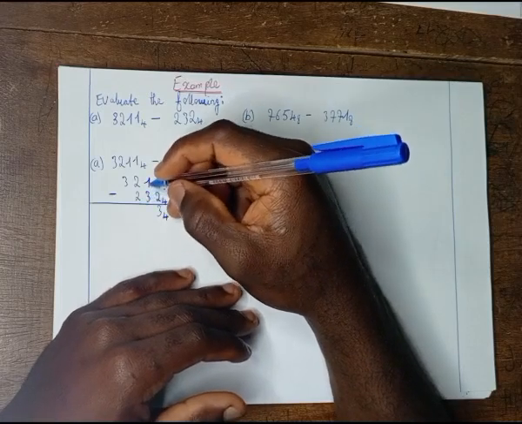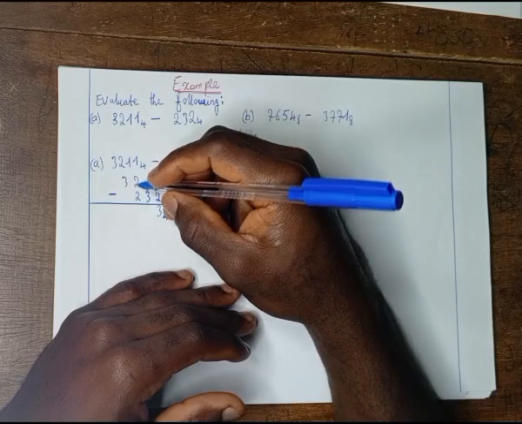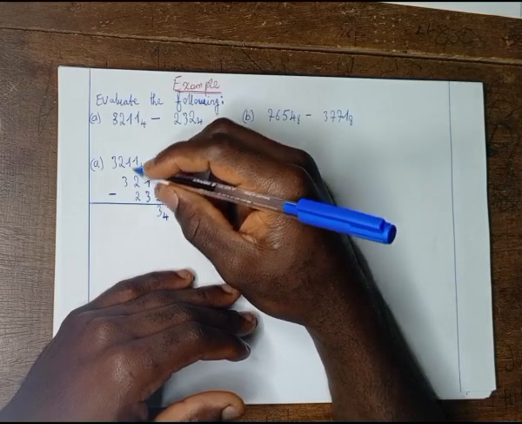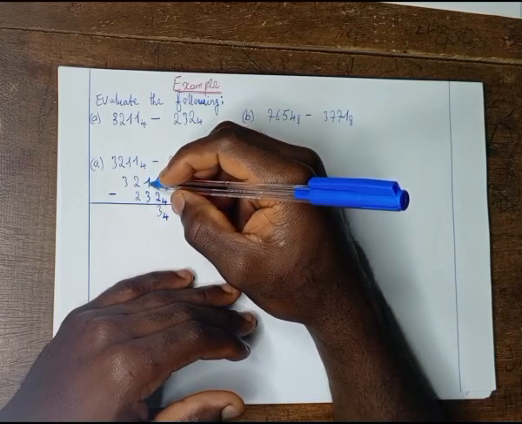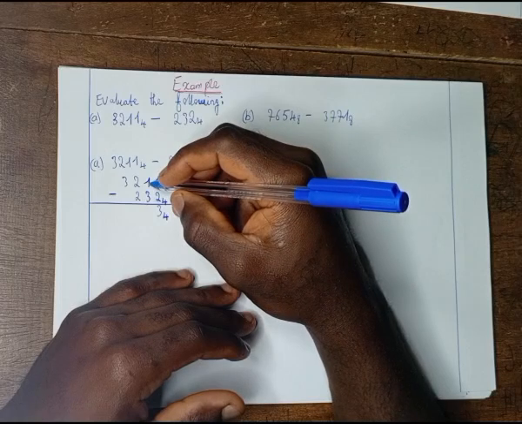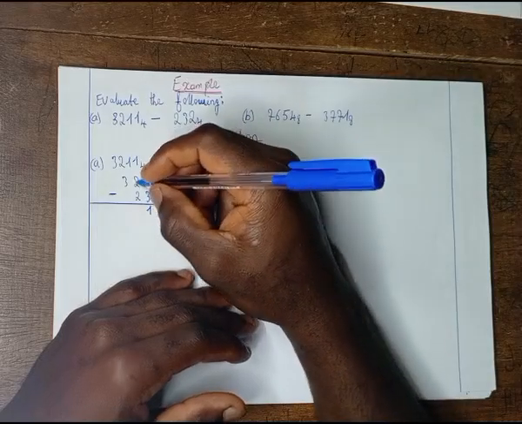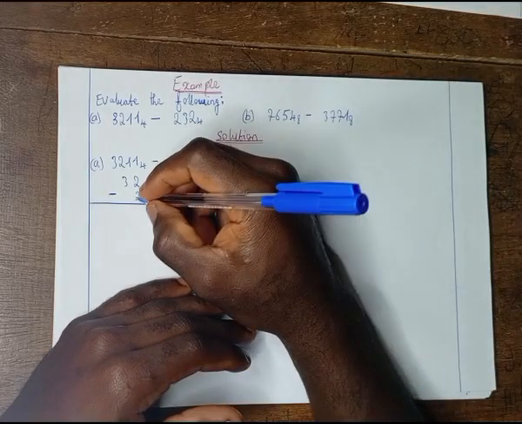0 is less than 3. We are going to move to the next higher place value. We are going to take a 1 here, which represents 4. Take 1 to this 0. We know the one we are taking represents 4. 4 plus 0 gives us 4. 4 minus 3 gives us 1. Here now we are left with 1 which is less than 2.